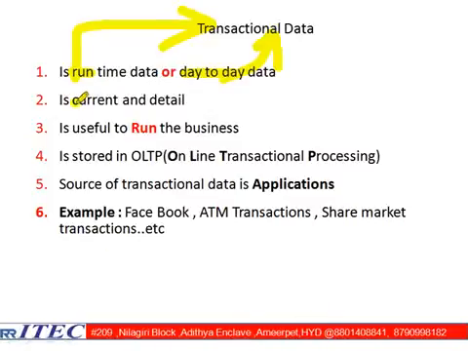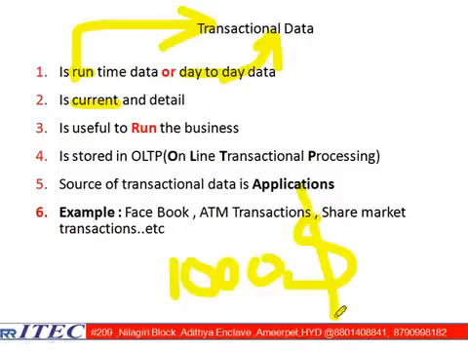And this data is current in nature. Suppose you went to the ATM and you are trying to withdraw some amount. Let us say in our bank you have $1,000 available. You are trying to withdraw $100. Immediately, that second, the available balance becomes $900 from $1,000, right, sir? Yes. That is the reason it is called current.